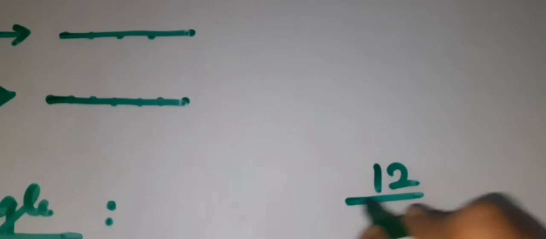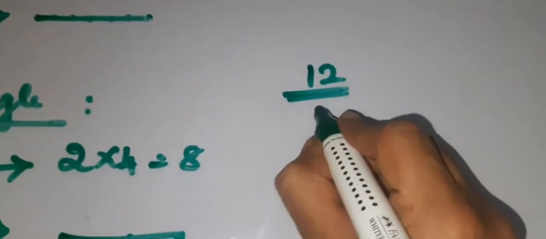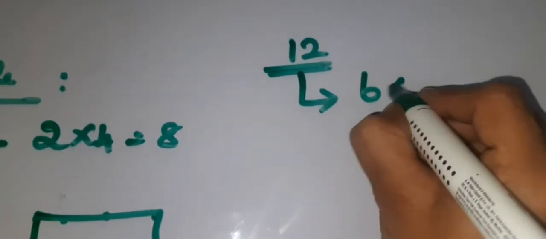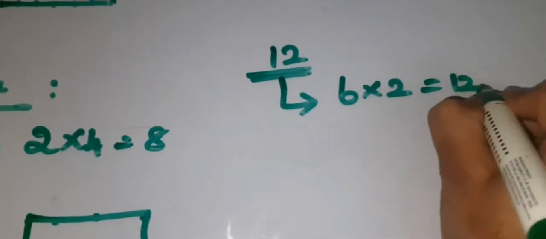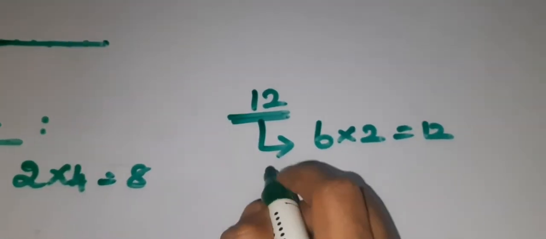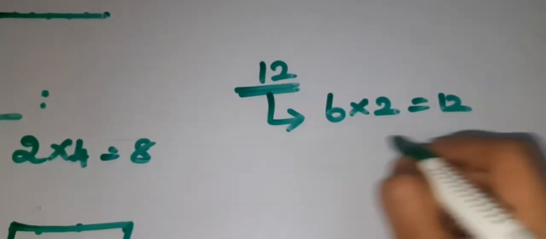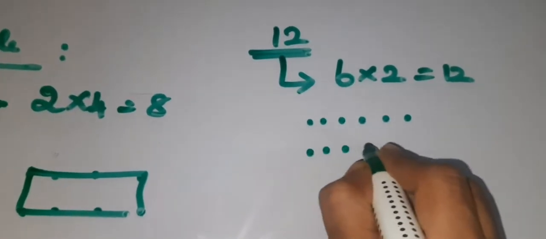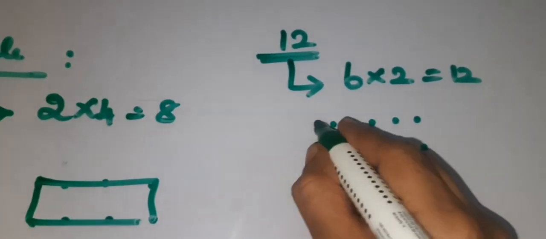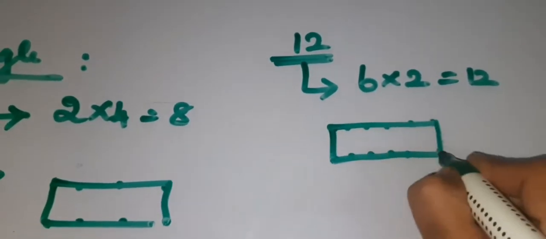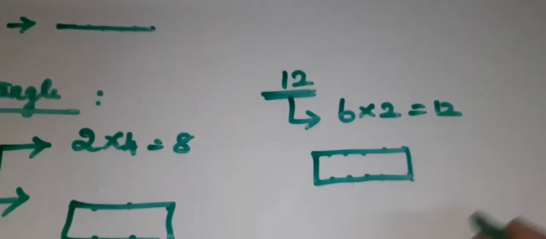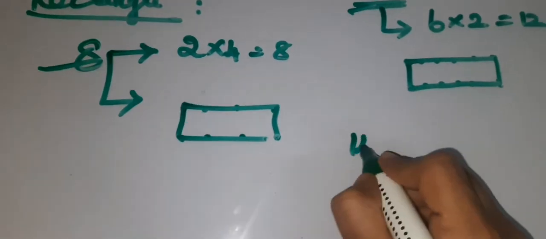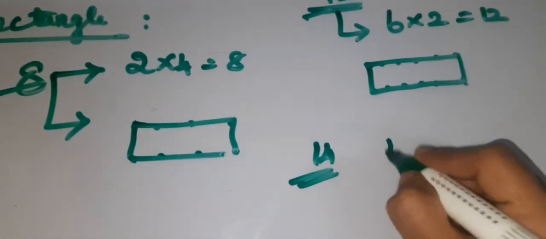The first point, you have to find out whose product is 12. We know that 6 times 2 will give 12. So first you have to arrange 6 dots in the first row and again 6 dots in the other row. When you join those dots, you will get the rectangle. Numbers like 8, 12, 14 can be used to represent the rectangle.